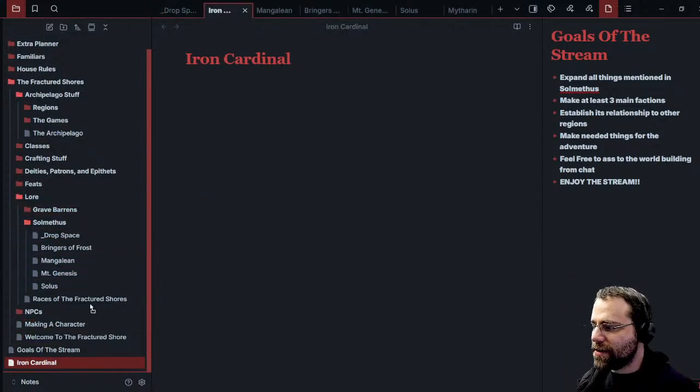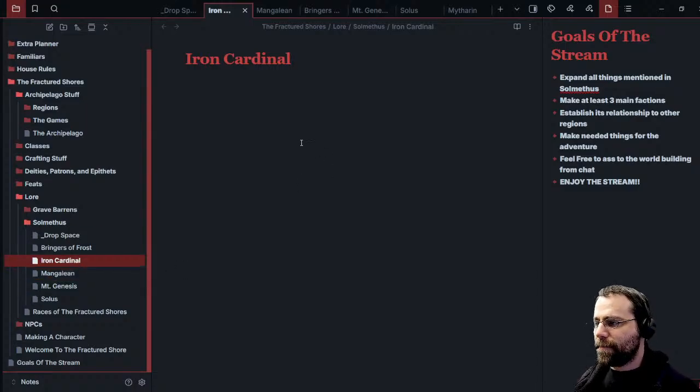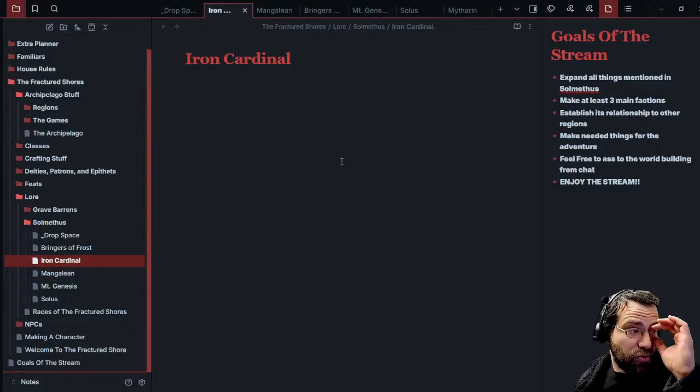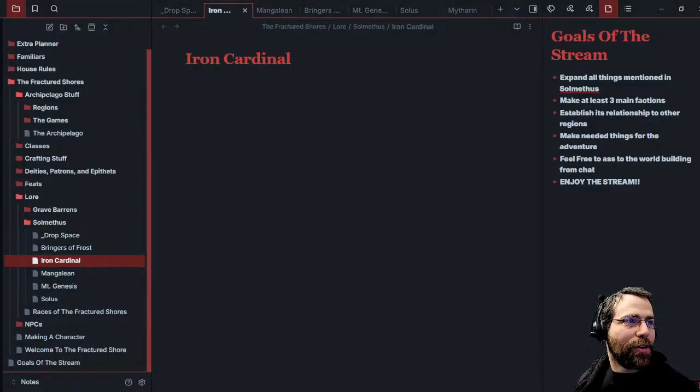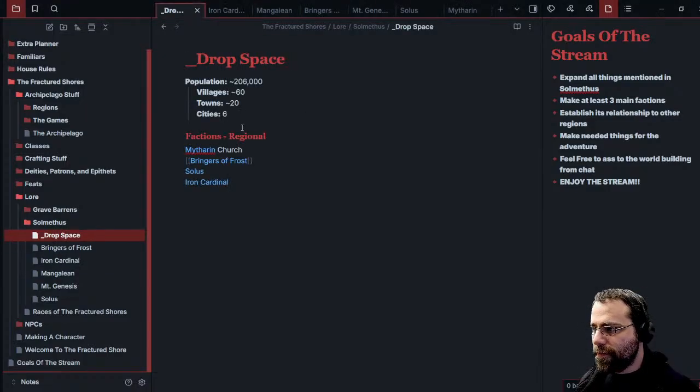All right, and slap that in here. Because that's a faction, but it's also a name. That works. Soulless People. The Iron Cardinal. And the Bringers of Frost.